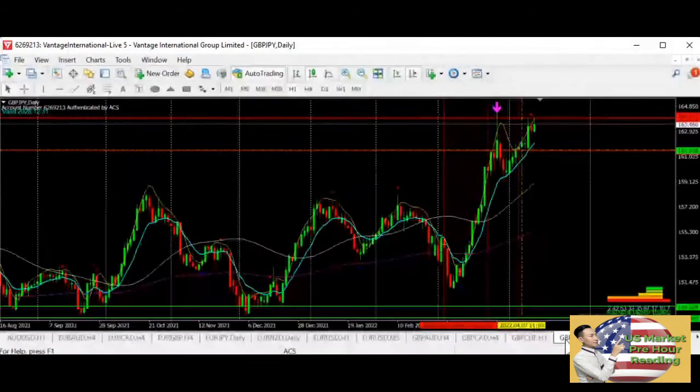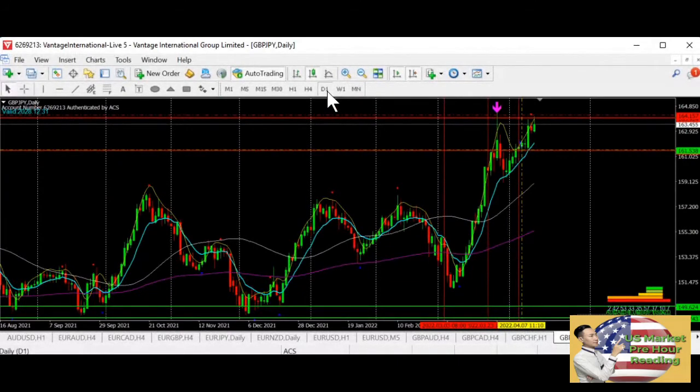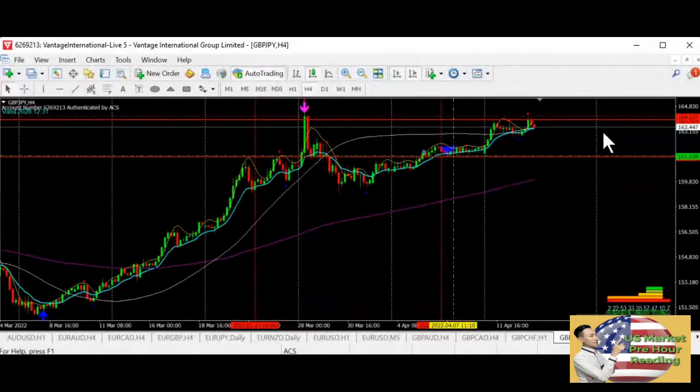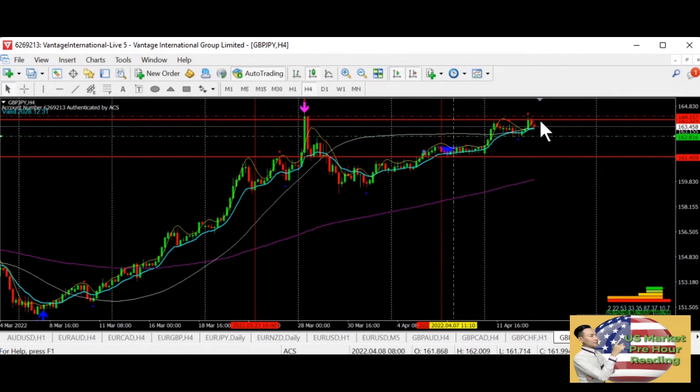Next to go, pound yen. By looking at pound yen in the day, we are in the bull, running very strongly, and it hit the resistance, and now it's coming back. So again, we are in this bear zone that is still in the making of the bear. The bear is still hibernating. It's not coming out of the cave yet.